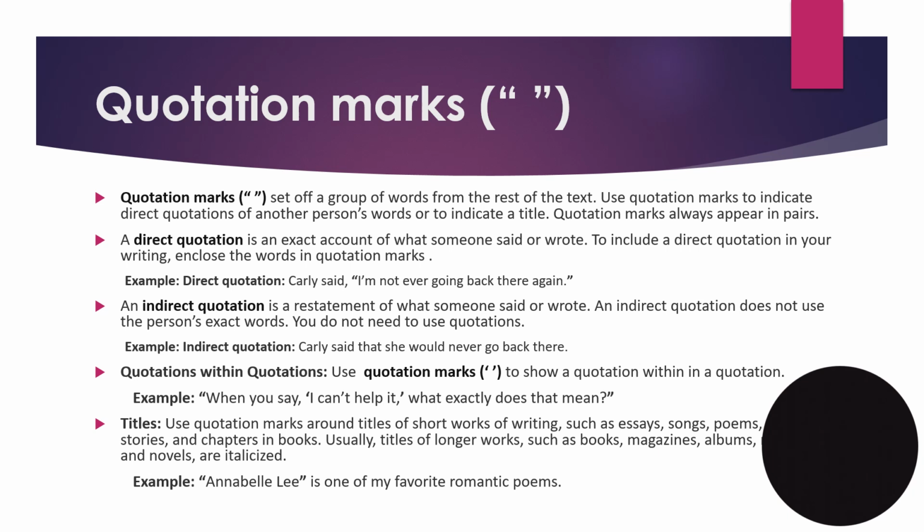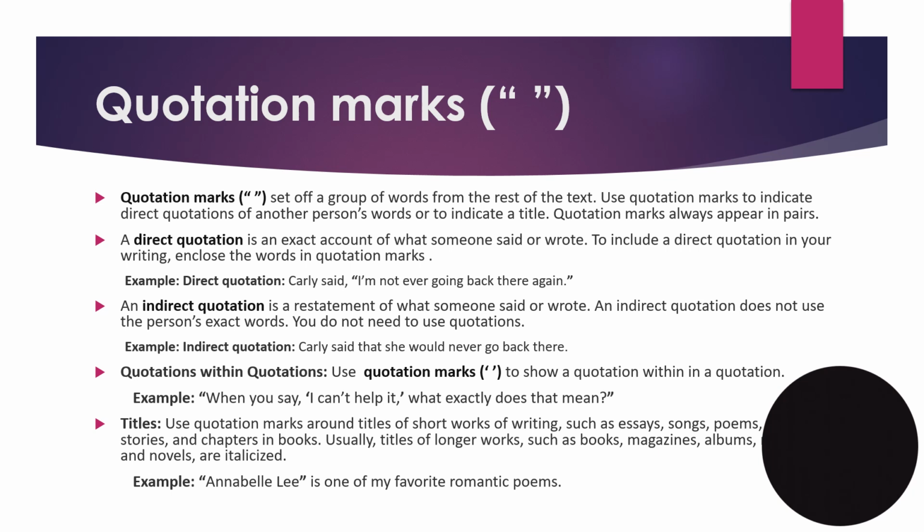Quotation marks. Quotation marks set off a group of words from the rest of the text. Use quotation marks to indicate direct quotations of another person's words or to indicate a title. Quotation marks always appear in pairs. A direct quotation is an exact account of what someone said or wrote. To include a direct quotation in your writing, enclose the words in quotation marks.